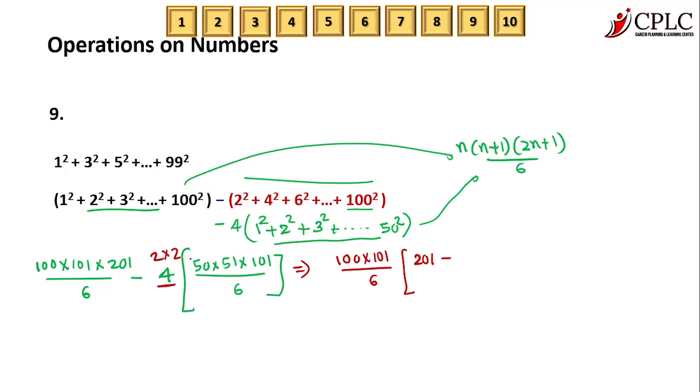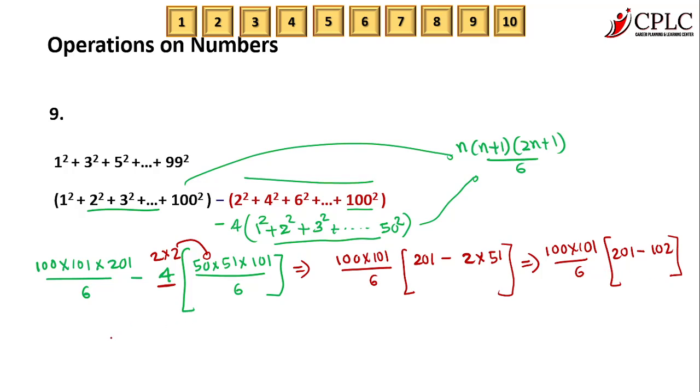So it can be 2 into 2. 1 2 I am putting inside with 50, and 52 is 100. So that gives me 100 and then 101. So left over is only 2 into 51. The smart thing has to be clicked again in such type of questions. So this becomes 100 into 101 upon 6 and then 201 minus 102.